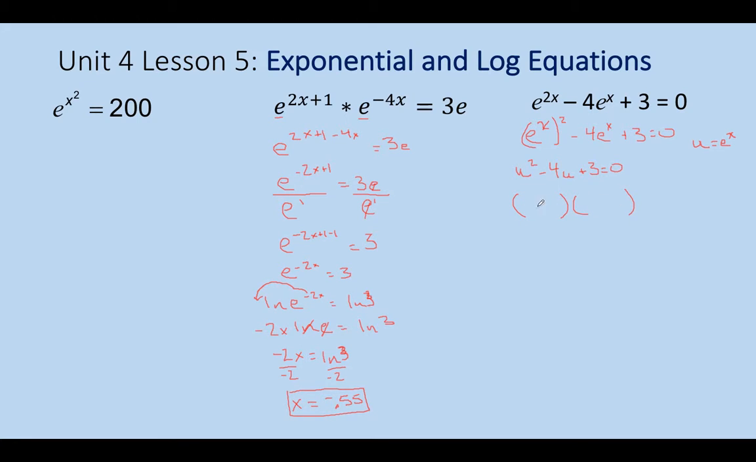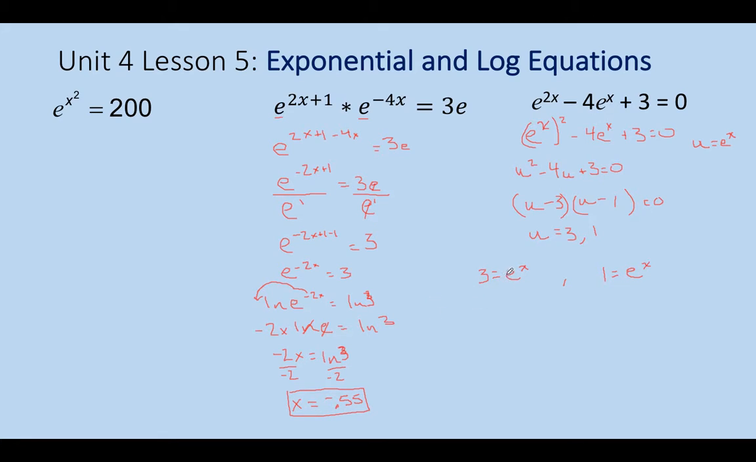And sure enough, we can factor it. We get u, and then minus 3 and 1. And so u is going to either equal 3 or positive 1. Now don't forget that we actually need to plug this back in to solve for x. Solving for u is not what we want to do ultimately. So u either equals 3, in which case 3 would equal e to the x, or I get 1 equals e to the x.